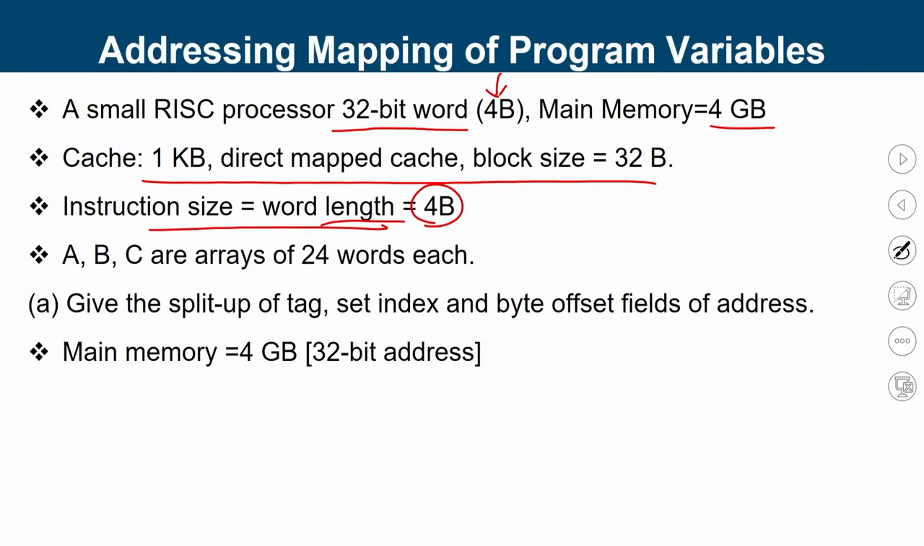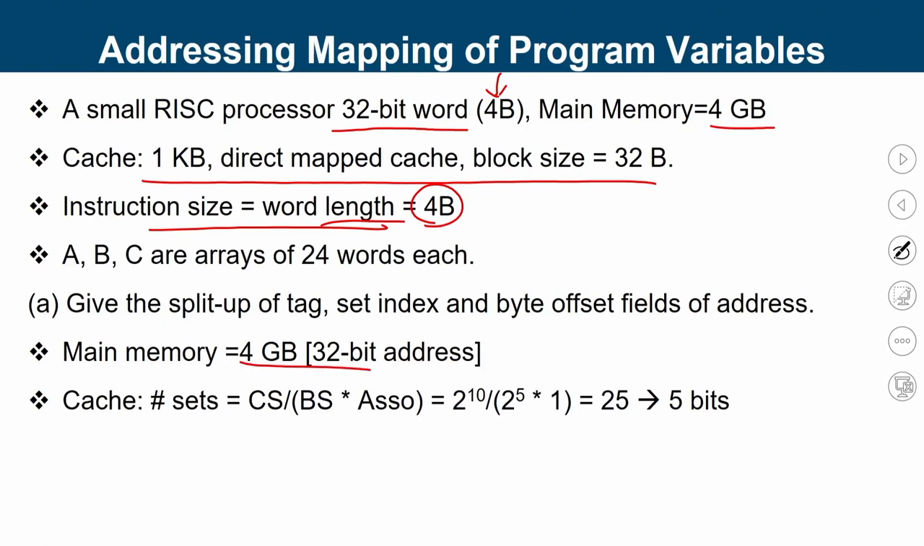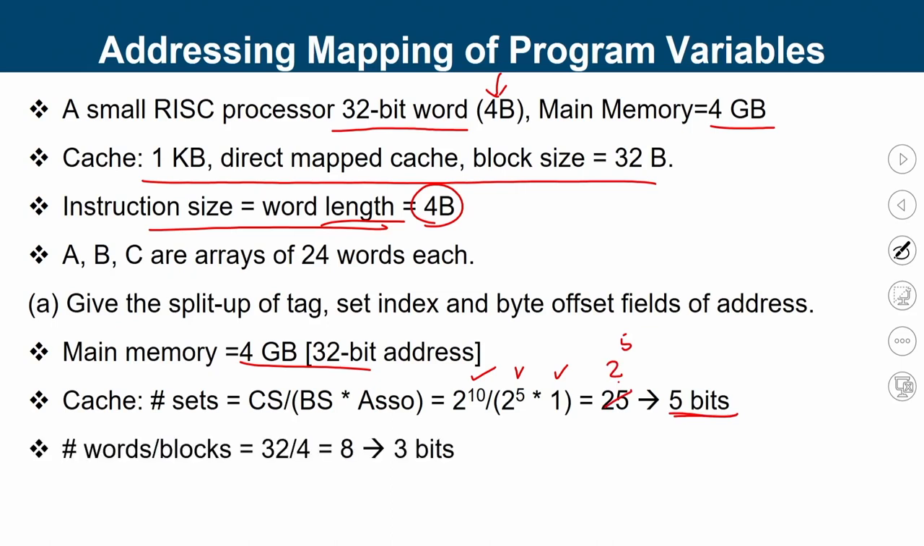So, let us try to go. Main memory is 4 gigabytes, so that means a 32 bit address. For the cache memory, number of sets is cache size divided by block size into associativity. I have a 1 KB cache, so 2 power 10. Block size of 32 bytes, so 2 power 5. Associativity is 1 because it is a direct mapped cache. So, this will be 2 power 5, which means 5 bits in my address. Number of words in the block: there are 32 bytes and one word is 4 bytes, so a block can contain 8 words. So, I require 3 bits in my address which will represent the word number.